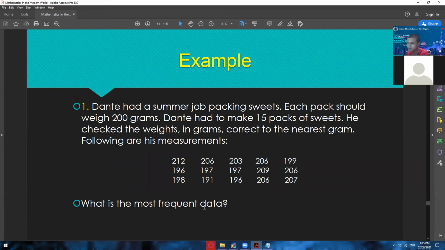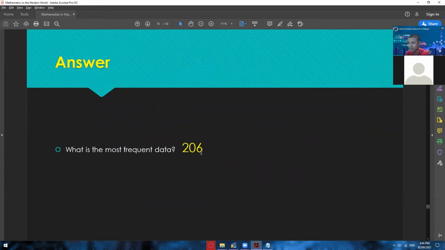206. 106. Yeah. So I hope you guys have the same answer. So the nearest data is 200, or the frequent data is 206.